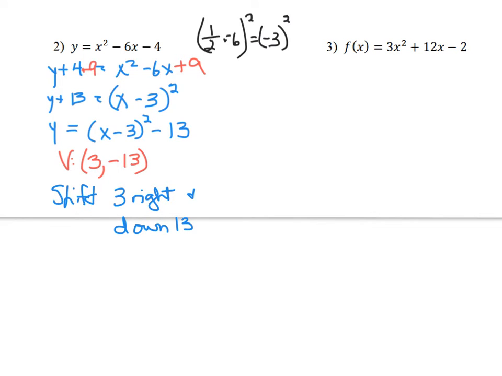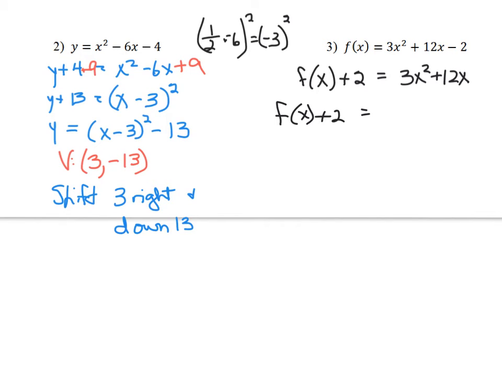Let's go on to example number 3, because that one's going to be a little bit different. I'm still going to do my first step, so I'm going to move the 2 over to the left with f of x. So f of x plus 2 will be equal to 3x squared plus 12x. Now this example does have a coefficient in front of the x squared, so watch what we're going to do with this. F of x plus 2 is not going to be affected at all.